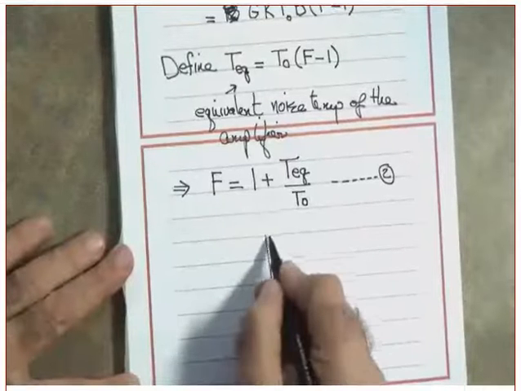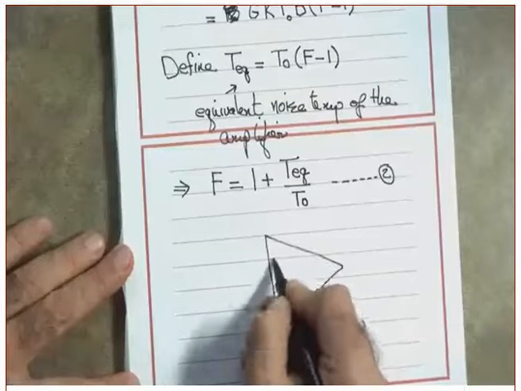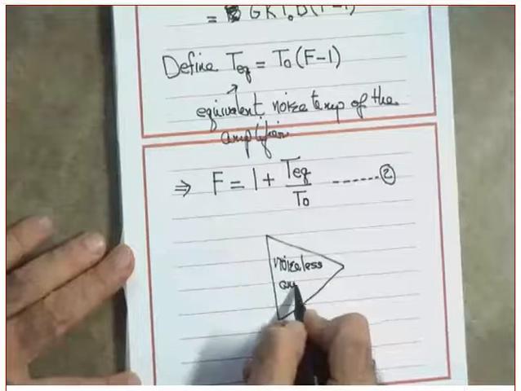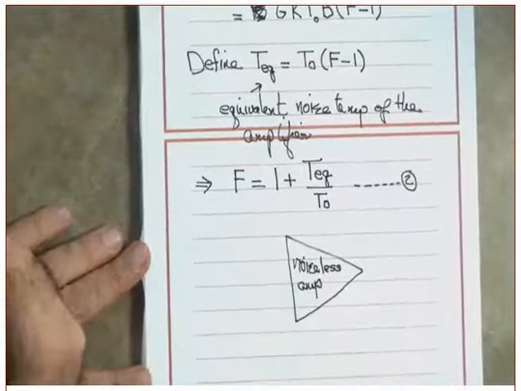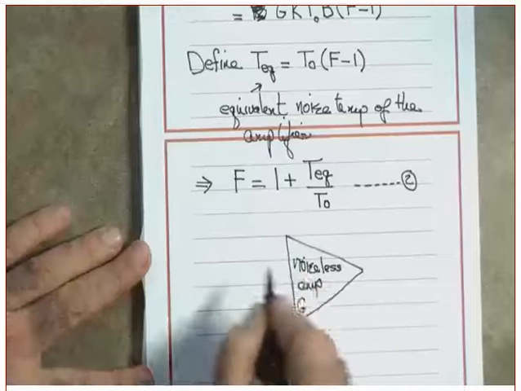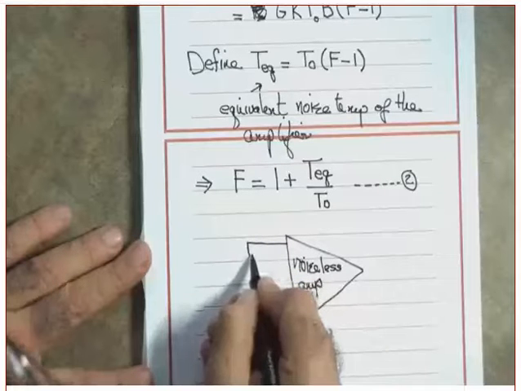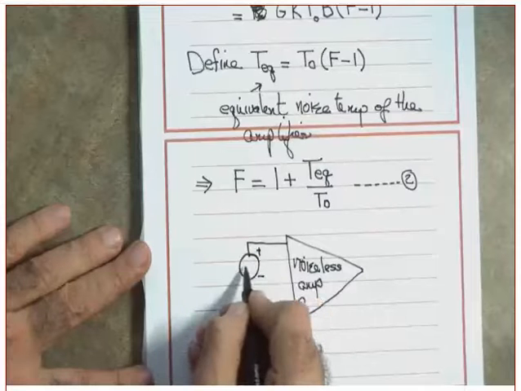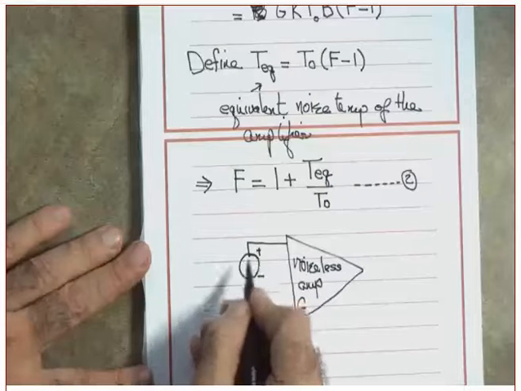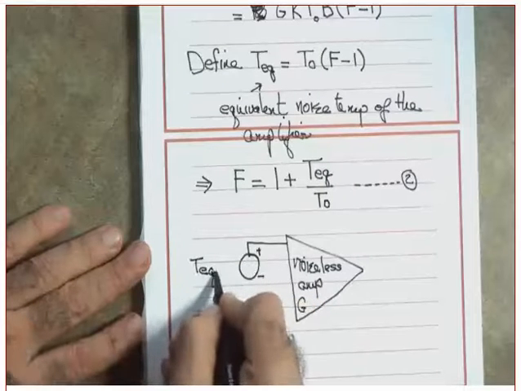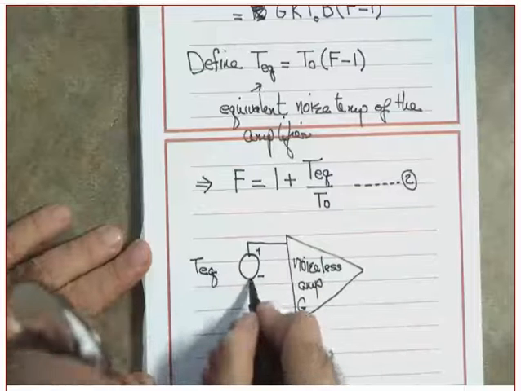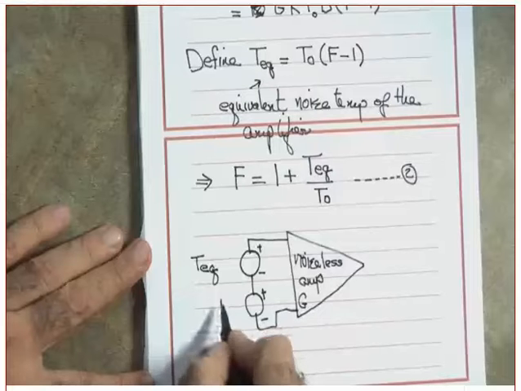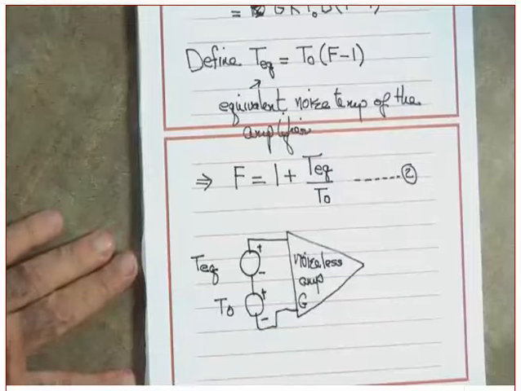Look now. What do I write about this amplifier? Noiseless amplifier. Yes or no? G, the gain is G, noiseless. And what do I have here? I have two sources. Yes? One of them is at what temperature? T equivalent. Yes or no? And the other one is at T0. Did you get this or not?